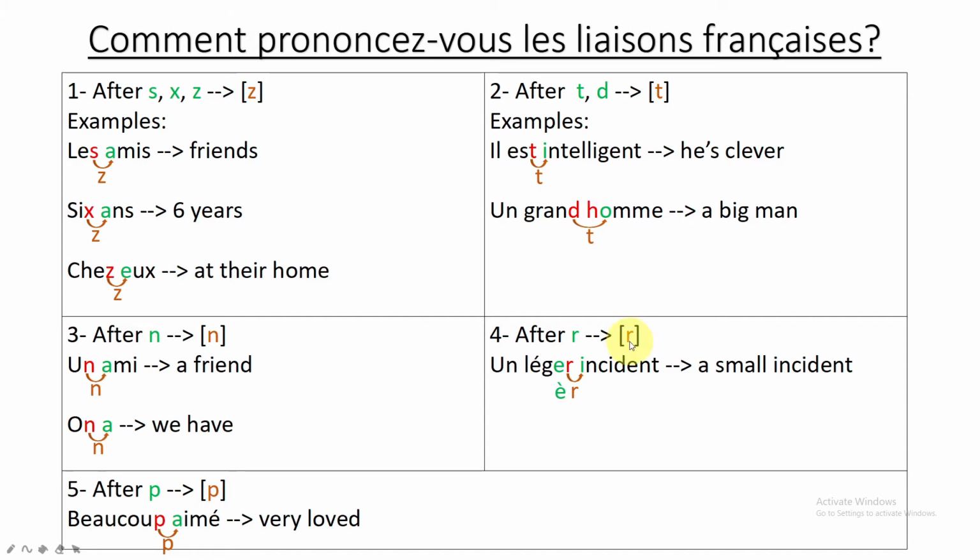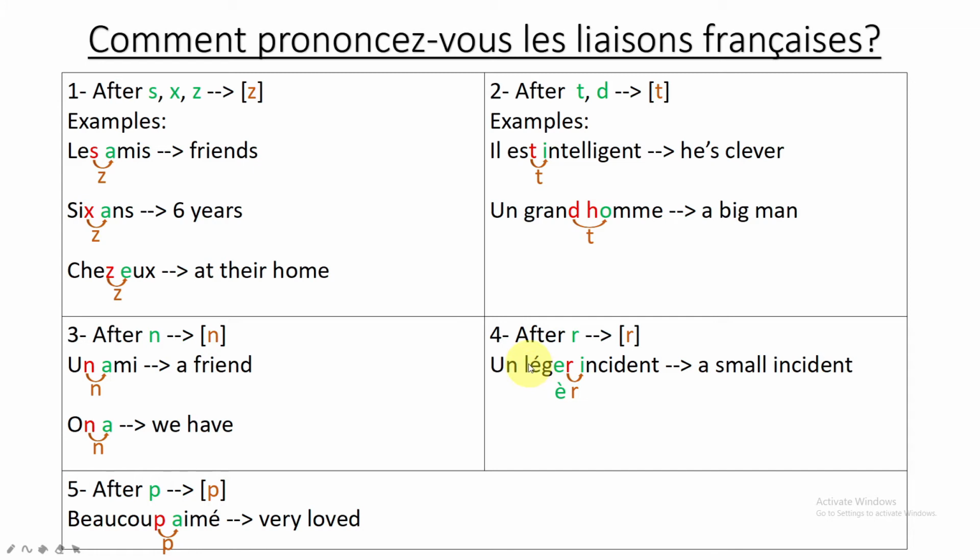Fourth one, when the first word ends with R, it will create an abstract R at the beginning of the second word. So, un léger incident. Here, normally when you have ER, we need to read A. But because of the liaison coming after, the pronunciation of the E is going to change. So we are not going to pronounce A, but E.